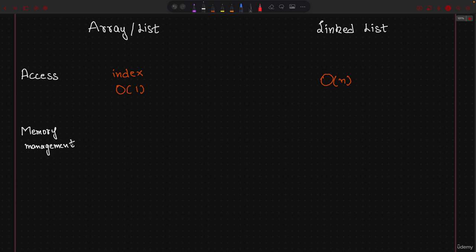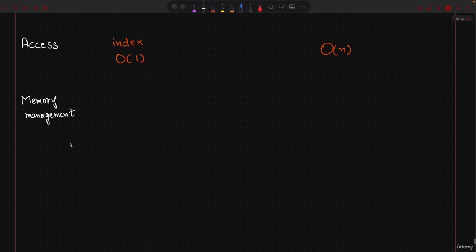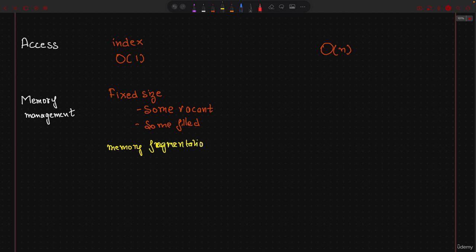Now, in memory management, our array, right? It was of a fixed size. And this I'm talking about the very basic array, the one which we discussed in the starting. It is of fixed size, where ideally some used to be vacant while some can be filled. But the major point was that memory fragmentation was not possible. So we can have a case where lots of memory is getting wasted, right? Or we can in a way end up with less memory as well.